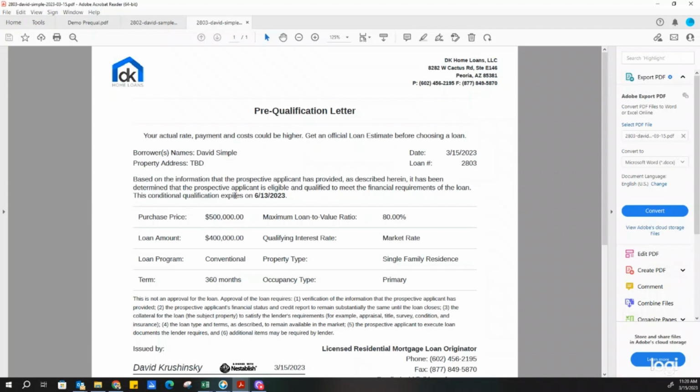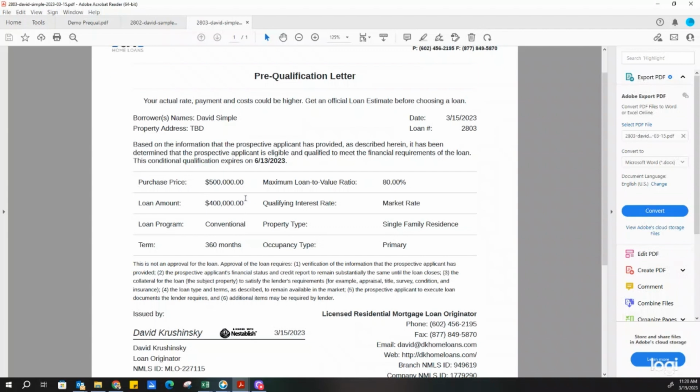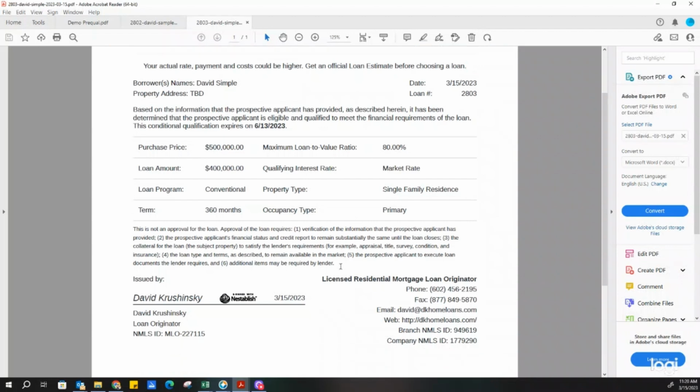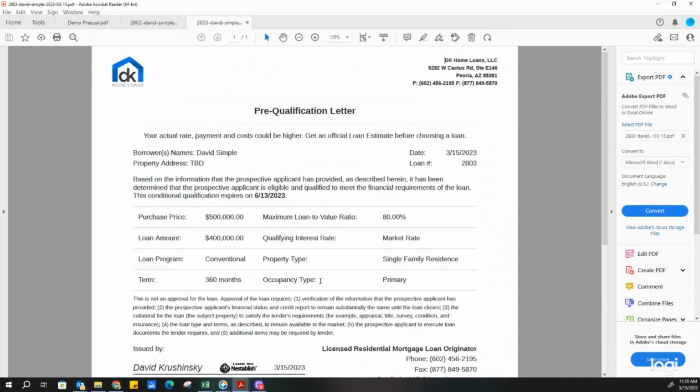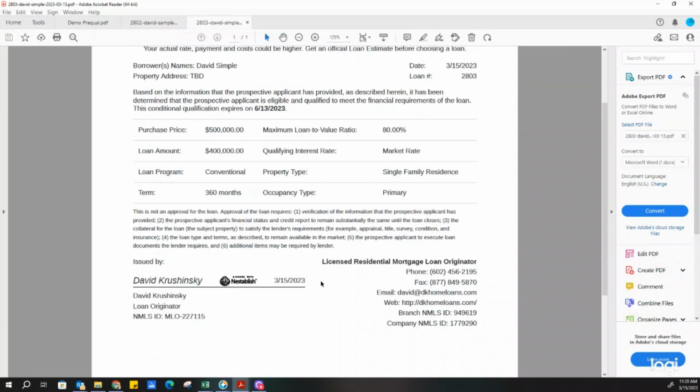Okay, so let's start with a basic pre-qualification letter for David Simple. Property address is unknown at this time. This is just showing the seller, hey, this guy's approved for a $500,000 purchase with a $400,000 loan amount. He's putting 20% down. This is not an approval. Approval requires verification of information that the prospective applicant has provided, blah, blah, blah. So you can see what all this stuff says. And basically, this is just a form that says this person is pre-qualified.